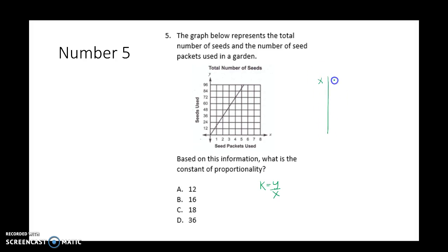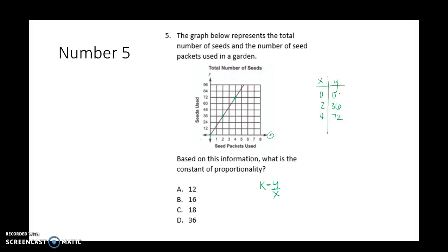So we're making a table. So this is my x-axis, right? So I'm going to choose points where it intersects perfectly. I see it intersects at 2. I see it intersects at 4. And it's here at my origin. So you always start from the left on the graph and go to the right. So I have 0, 0. I have 2, 36. And I have 4, 72.